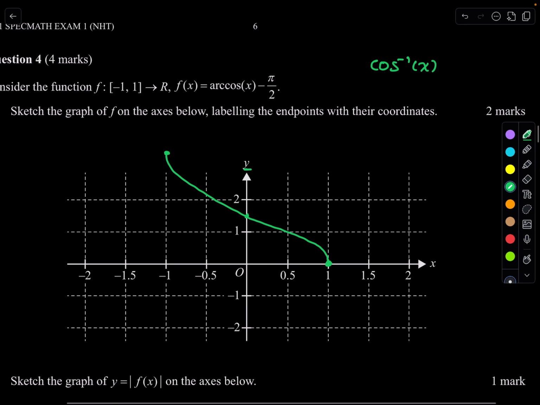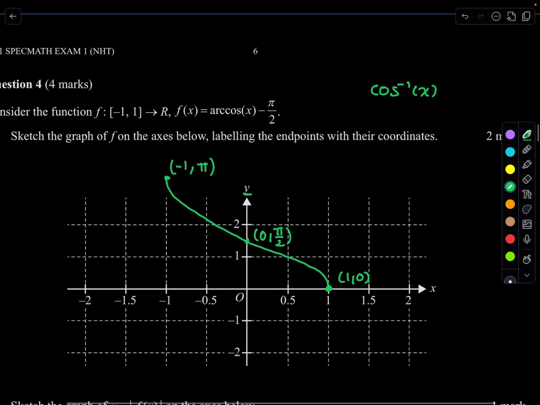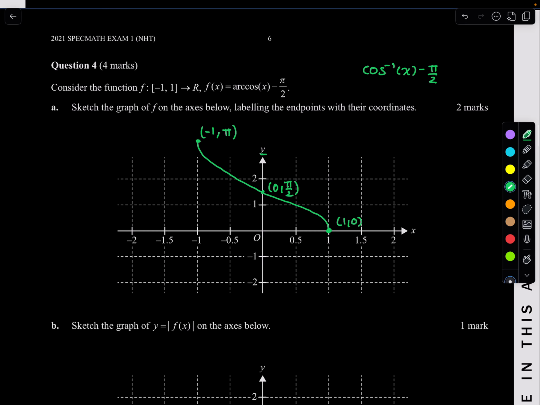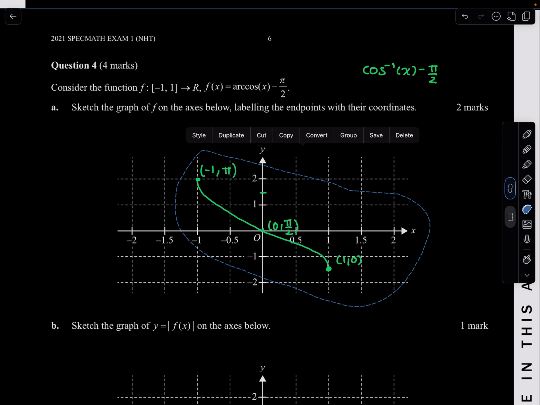But then what we're doing is, remember, these are going to be, of course, that's (1, 0). This is going to be (0, pi on 2). This is (-1, pi). And so remember, if you're subtracting pi on 2, you're translating pi on 2 units down. So basically, you're taking this whole graph and you're translating it right there.